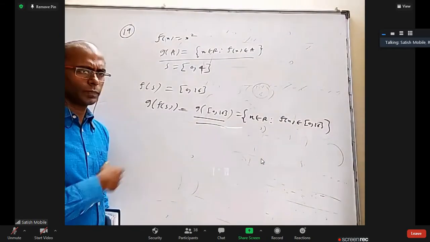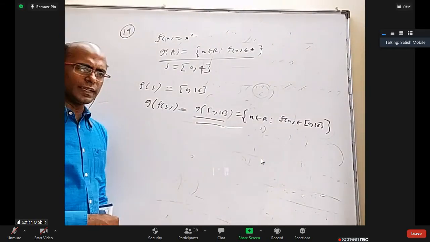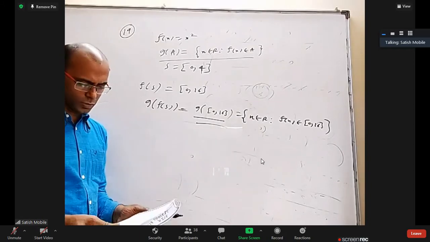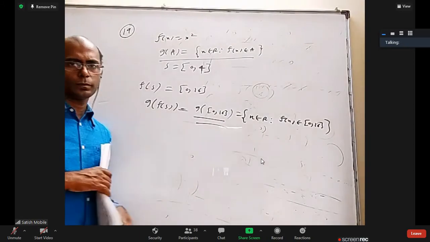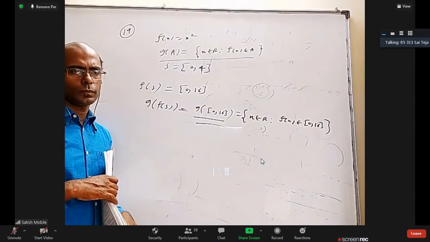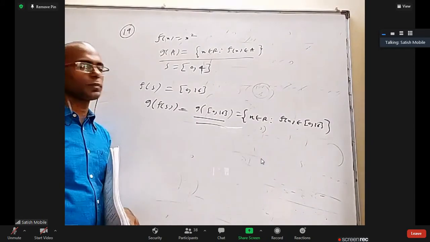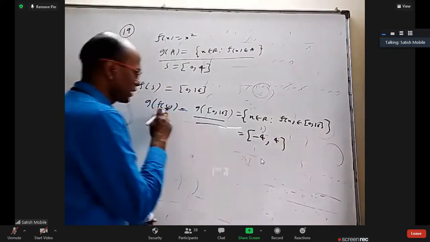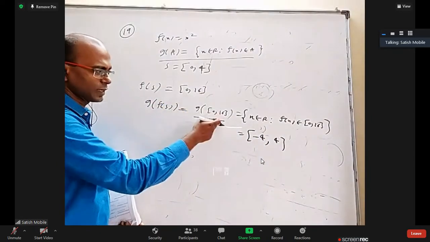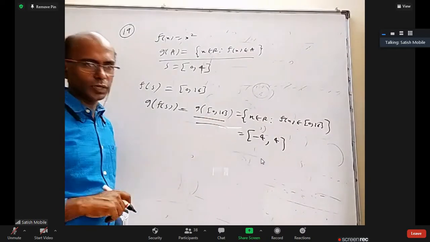Somebody says 0, 1, 2, 3, 4. I'll talk about integers later. It is real numbers here. The question is about real numbers. -4 to 4. Yeah, it is not 0 to 4, it is -4 to 4. It is important to notice that.